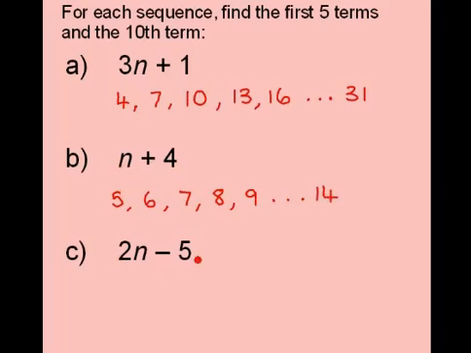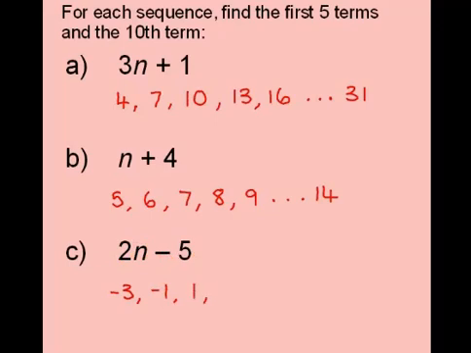For this one, when n is 1, I would have 2 minus 5, which would give me minus 3. Then for the second term, n would be 2, so I would have 4 minus 5, which is minus 1.